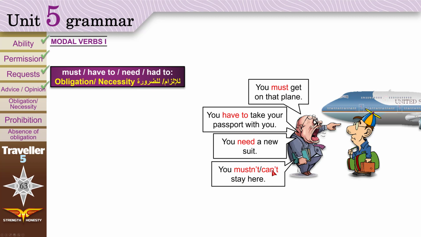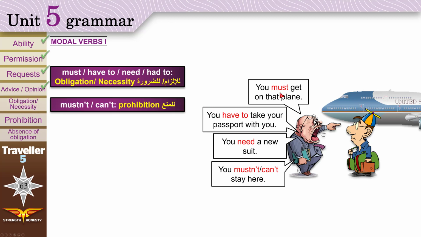Well, mustn't and can't are the opposite of have to and must. They express prohibition. It's not allowed. You can't do this.